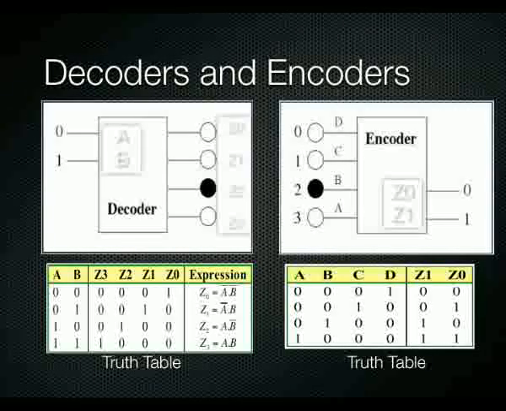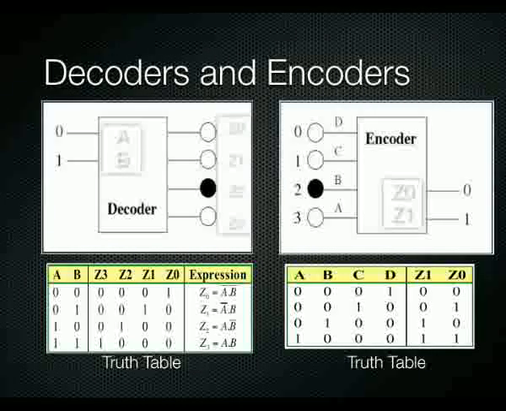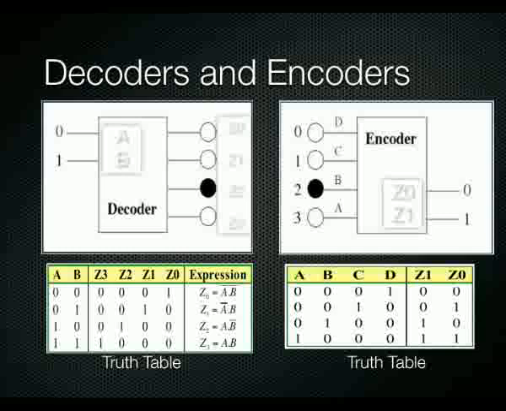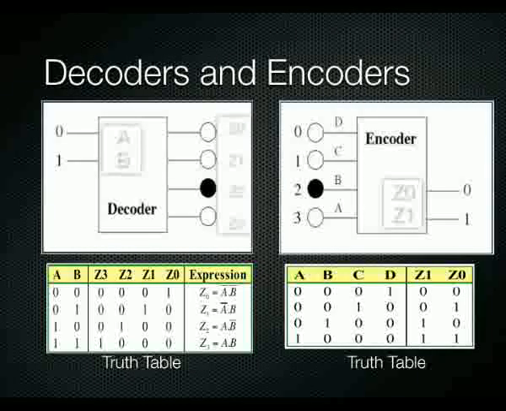If you put 1, 1 on AB, then of course the output Z3 is high. So it's effectively that binary number represented by AB, effectively the output corresponding. So for AB, first it's 0, then it's 1, then it's 2, then it's 3 in the AB column. And you can see that the outputs Z0, Z1, Z2 and Z3 go high depending on the binary number on A and B. So of course the encoder is quite the opposite.